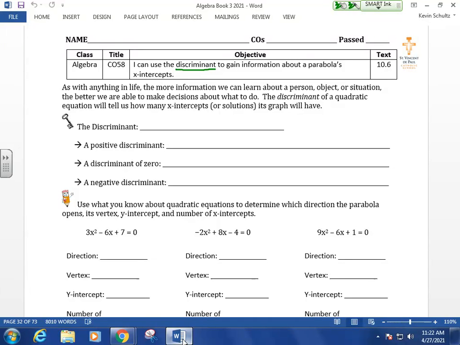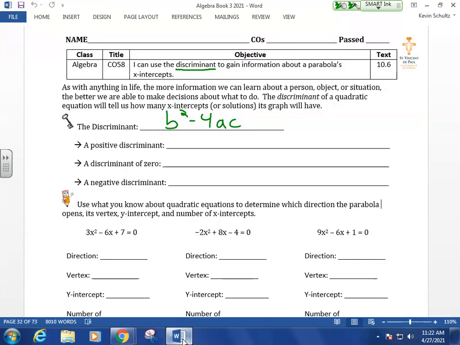It says to gain information. The information that we're gaining by using the discriminant is how many x-intercepts a parabola has. And this is the discriminant. It's a key point, so it should be on a help sheet. B squared minus 4AC. And again, if you're wondering, well, where do A, B, and C come from? They come from the AX squared plus BX plus C, kind of like we used back in PO55 as well.